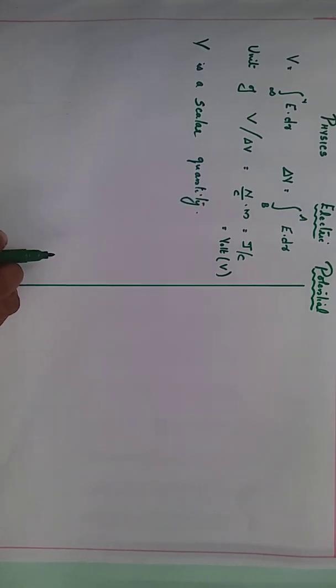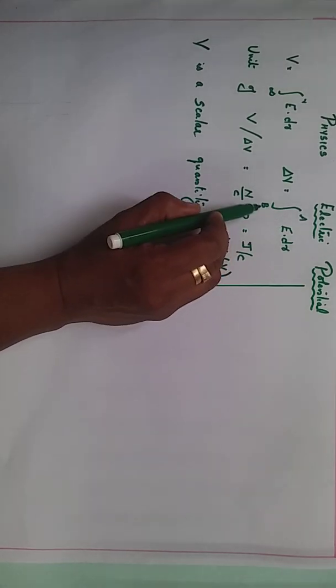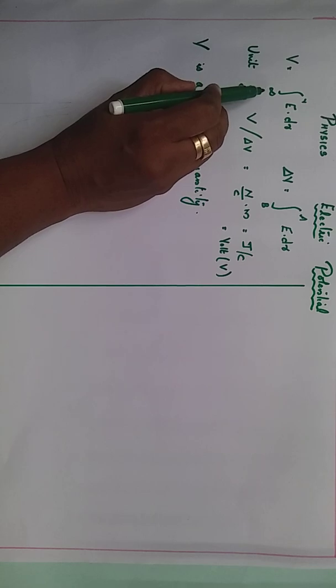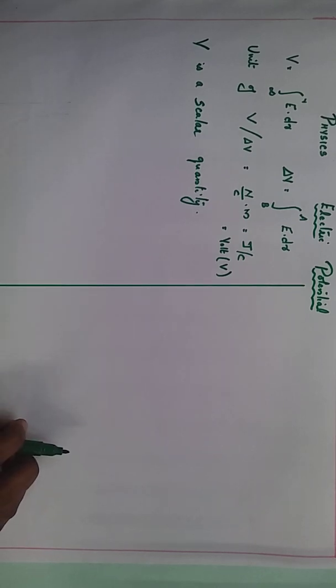Clear? Now, the potential and potential difference, if you see the formula, here it is integral B to A, or here the integration from infinity to R. That means the work done. So, what is the definition of potential or potential difference? It is the work done in bringing unit positive charge from infinity to a point, that is potential, and from one point to another point, that is potential difference.